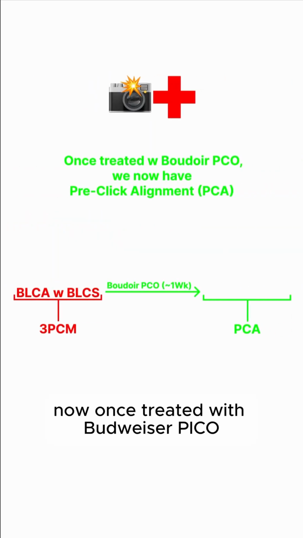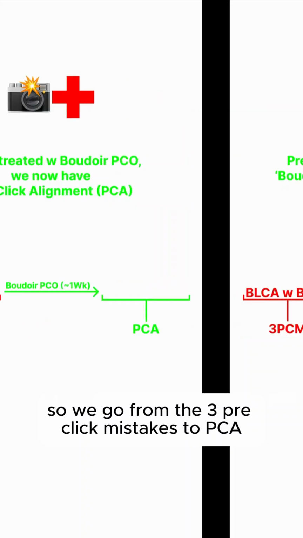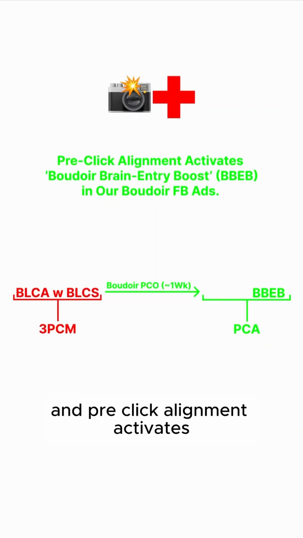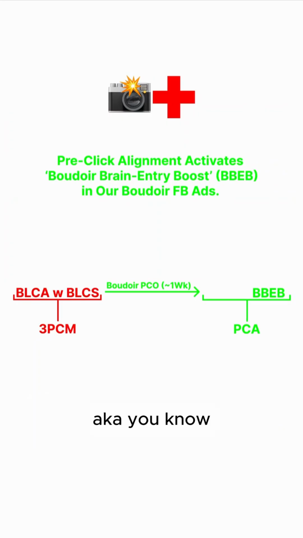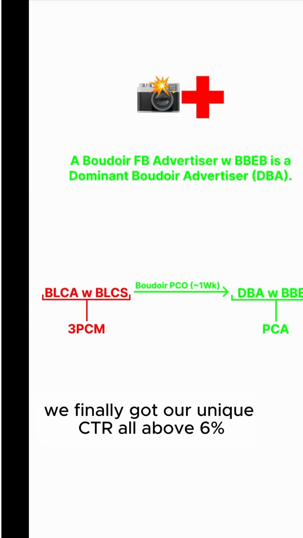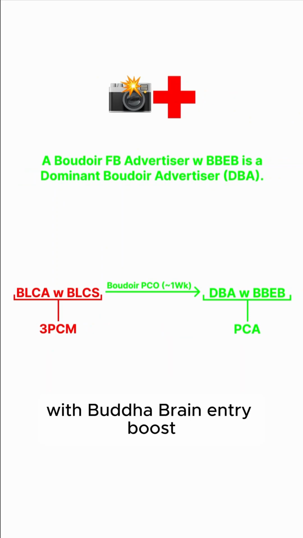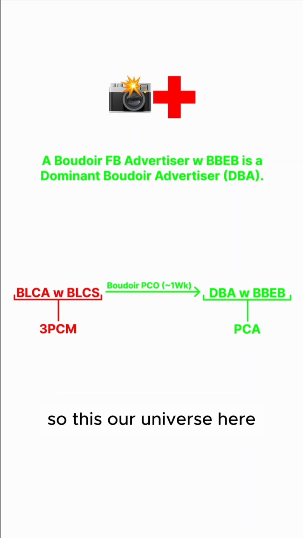Now, once treated with Boudoir Pico, we now have pre-click alignment, PCA. So we go from the 3 pre-click mistakes to PCA. And pre-click alignment activates Boudoir brain entry boost in our Boudoir Facebook ads. AKA, we finally got our unique CTR all above 6%. And a Boudoir Facebook advertiser with Boudoir brain entry boost is a dominant Boudoir advertiser, a DBA. So this is our universe here.